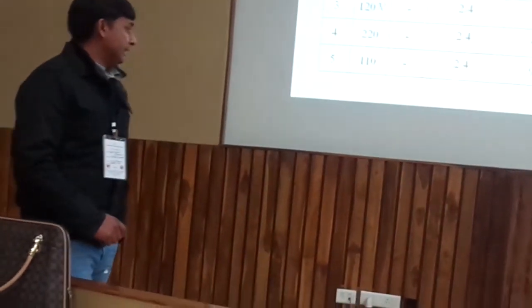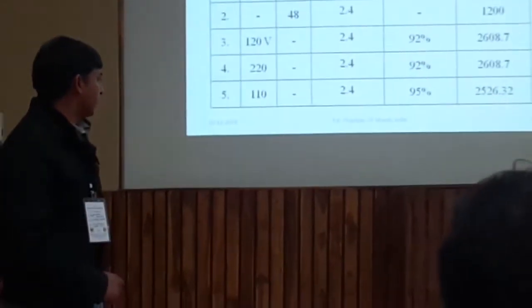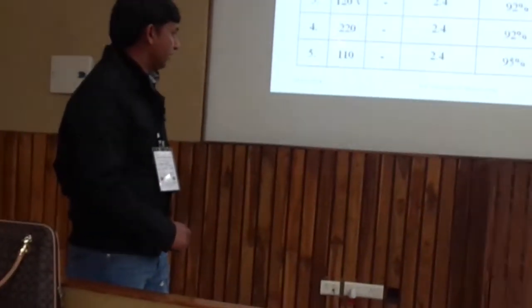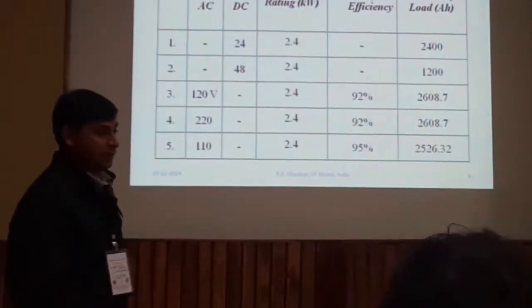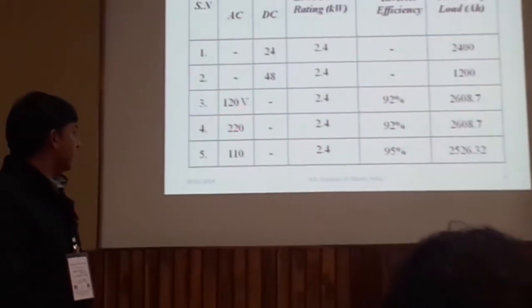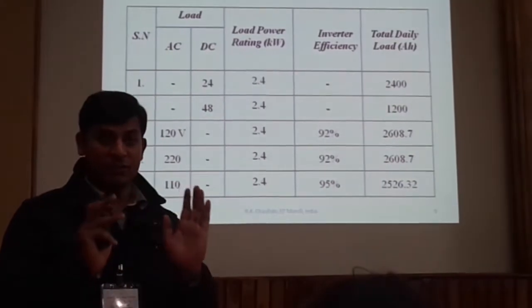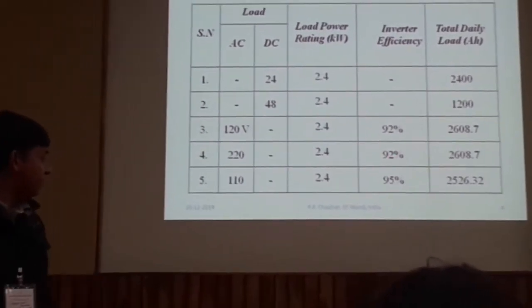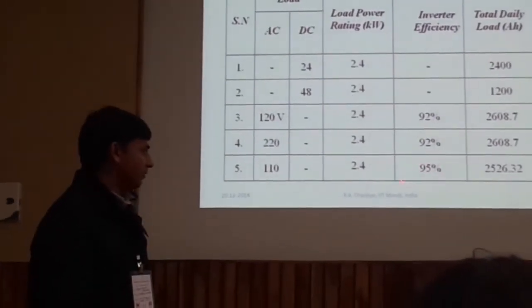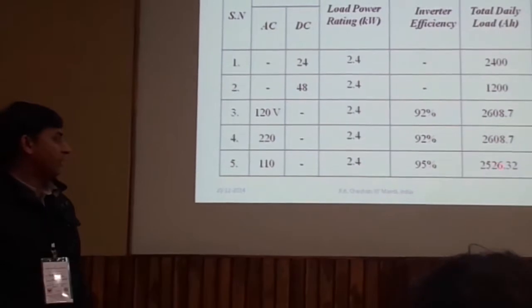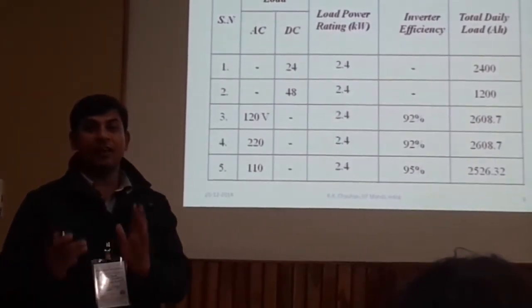And if we go for 110 volts, from here we can see for the two different voltages, one is 120 and the second one is 220, it is not affecting our AH and total daily load. It means the voltage level of the AC distribution system is not affecting the size of the battery bank, but the inverter efficiency is. We can see that even at a little bit lower voltage level, if the efficiency of the inverter is higher, then we require a smaller battery bank. It means we are saving energy in the conversion stages.